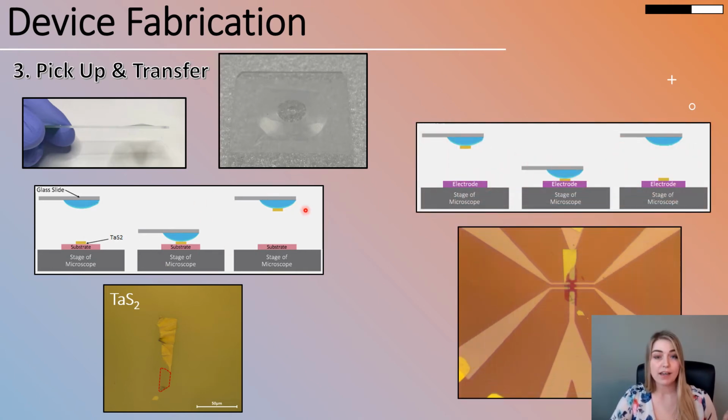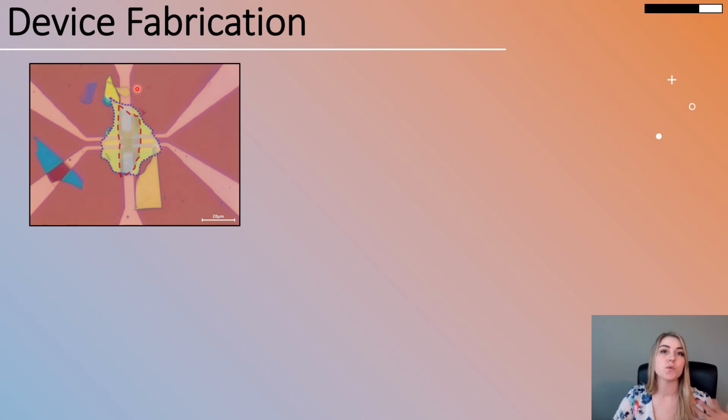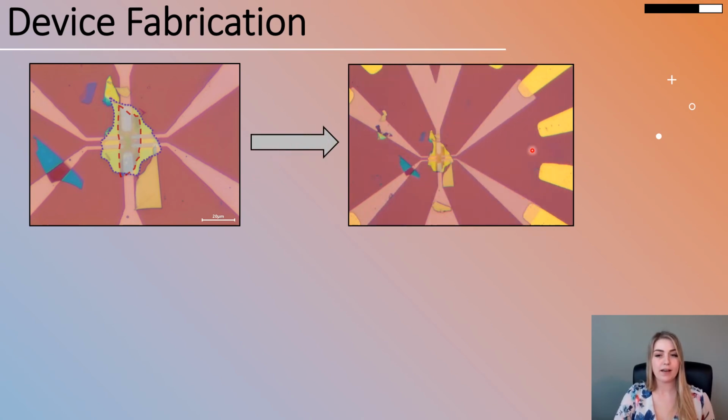After I pick up the flake, it sits on the glass slide, and then I just transfer it using the same method onto electrodes. And so here is what that looks like. So after completing a device, this is what it looks like. Outlined in red is my TaS2, and outlined in purple is my boron nitride, which again is just encapsulating the TaS2.